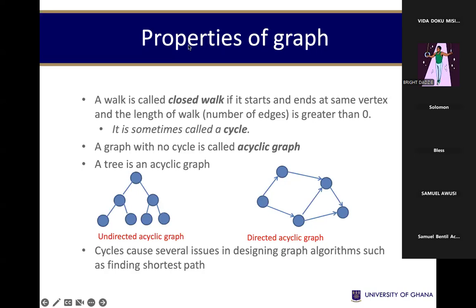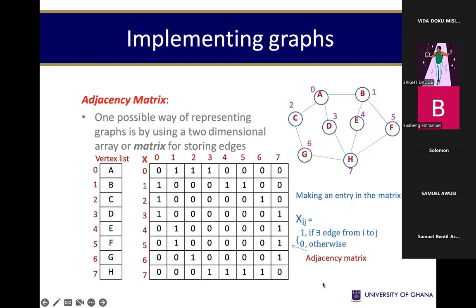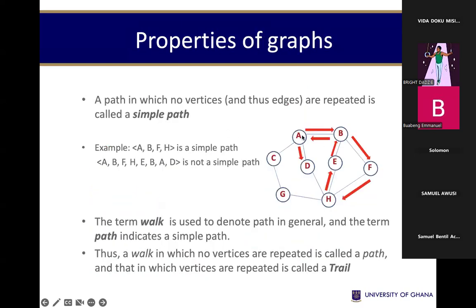Yes, please. Great. So we mentioned a simple path. For a simple path, what we are saying is, let me go back. A simple path is any kind of path whereby the vertices are not repeated. A very typical example is ABFH. That is a typical example of a simple path.